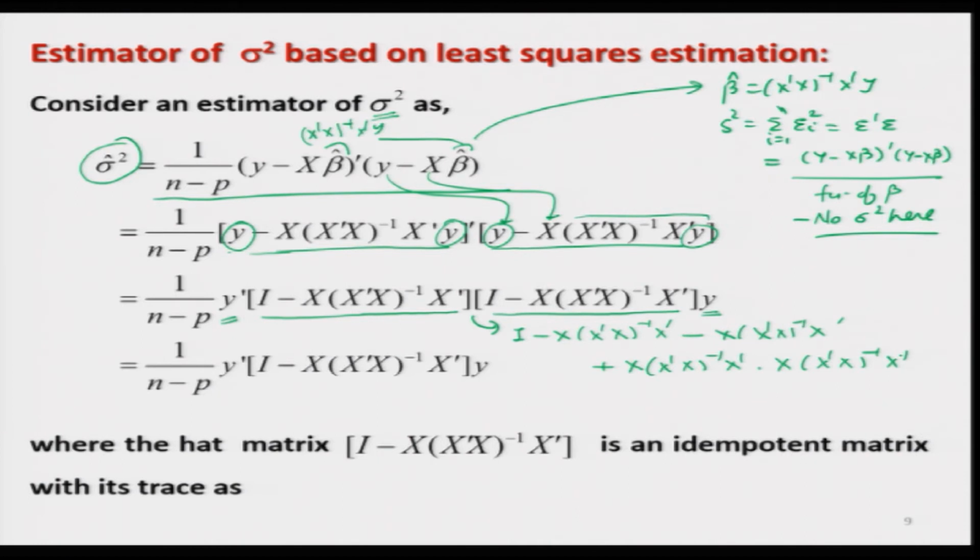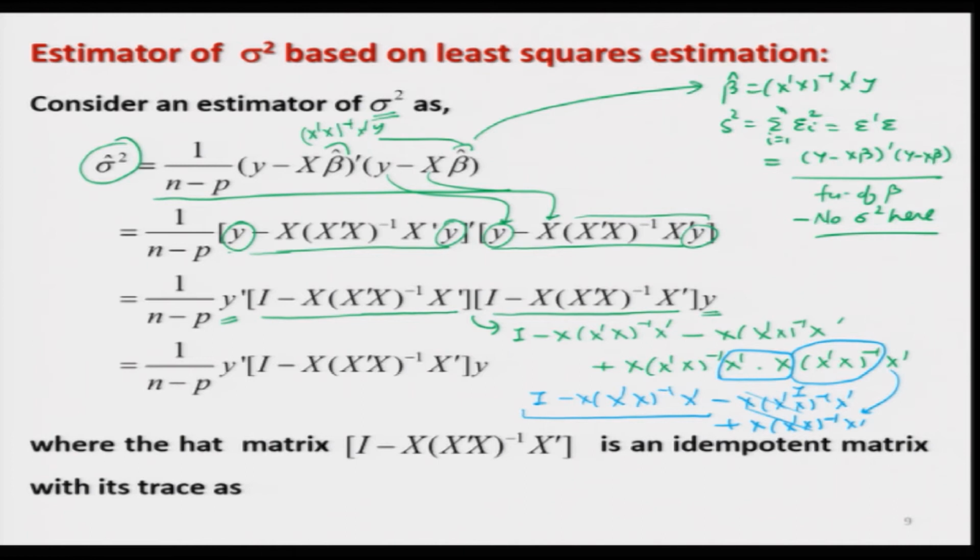Now you can see that here is X transpose X and here is (X transpose X) whole inverse, so this will become I. So now we get I minus X (X transpose X) whole inverse X transpose, minus X (X transpose X) whole inverse X transpose, plus X (X transpose X) whole inverse X transpose. You can see these cancel out and we have only I minus X (X transpose X) whole inverse X transpose.